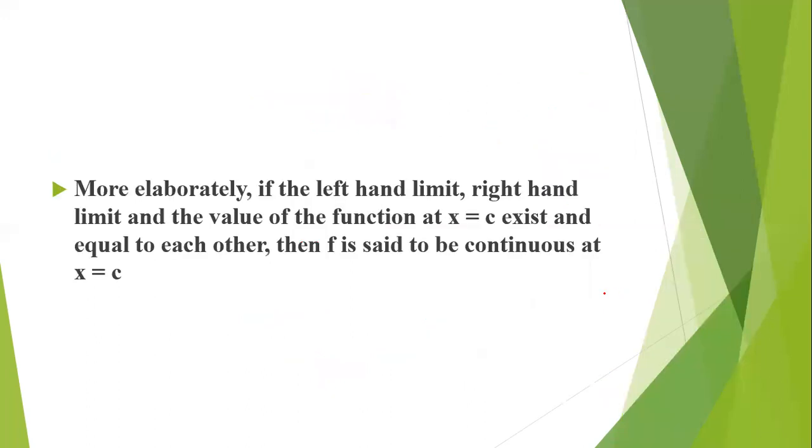But the definition is, if the left hand limit and right hand limit and the value of the function at x is equal to c exist and are equal to each other, all three must be equal to one another. Only then we say that f is continuous at x is equal to c.